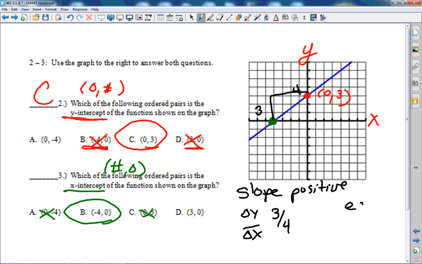Now, can you write the equation? What's the equation? y equals mx plus b. Remember, m is the slope. y equals 3/4 x. b is the y-intercept. The y-intercept is right here at 3, plus 3.